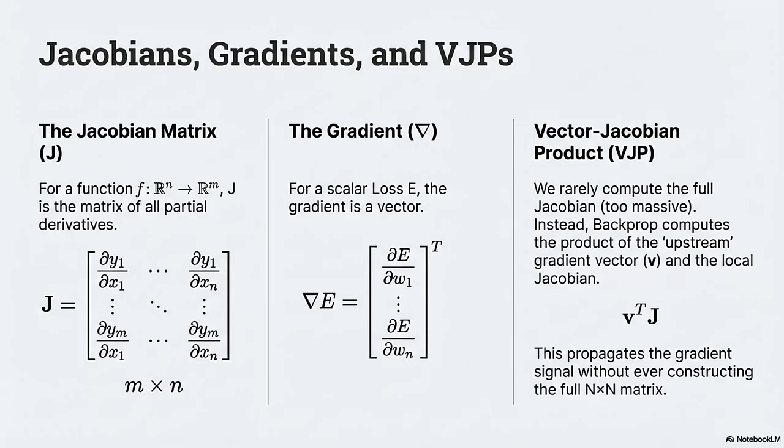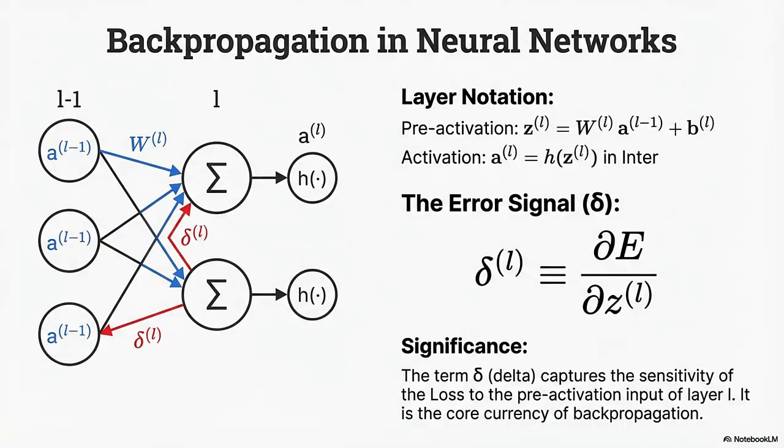We've built the intuition with a simple example. Now let's scale this concept up and see how it generalizes to a full layer within a deep neural network. To scale this up, we need to introduce a key quantity, the error signal, denoted by the Greek letter delta. As the equation here shows, delta at a given layer L is the partial derivative of the final loss E with respect to the pre-activation input Z of that same layer.